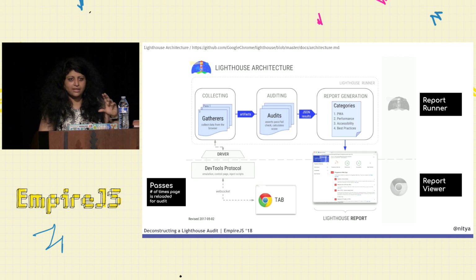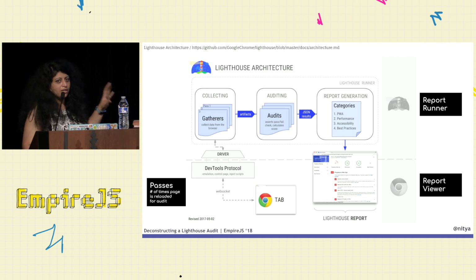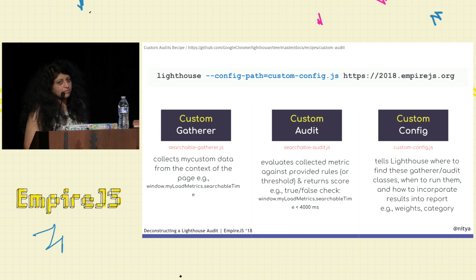At this point, the weights and the aggregation are all things that need to be fine-tuned. The report generation is really about visualizing it for you in a way you can act on. So far so good, hopefully. The reason this is important is that there's a report runner and a report viewer in which the generated report can be analyzed and visualized. Once you know this, you understand how you can write a custom audit.